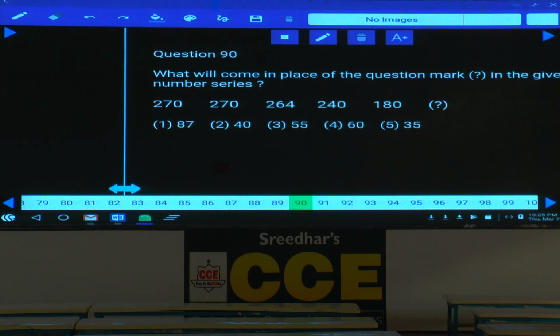Then 90. Yes, question number 90, choices please. 270 and 264. Here the difference between these two numbers is 6. As the numbers are decreasing at a smaller rate, we should go for the difference. And 264 and 240, the difference between these two numbers is 24. And 240 and 180, here the difference between these two numbers is 60. Now tell me what are these numbers? 0, 6, 24 and 60. These numbers can be written as?